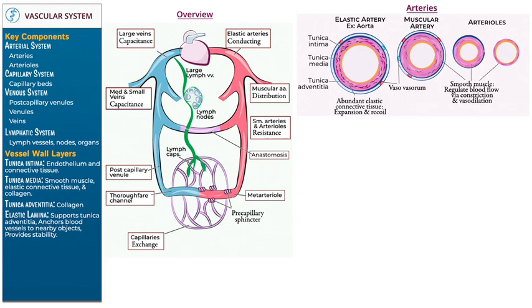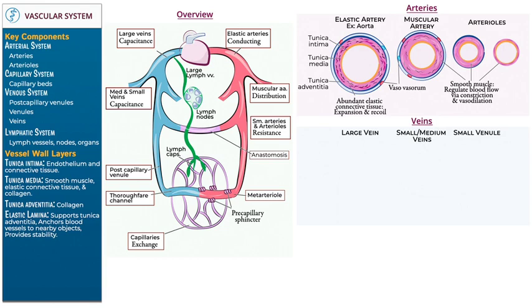Indicate that the tunica media of muscular arteries and arterioles contains abundant smooth muscle, which allows them to regulate blood flow by vasoconstriction, a contraction of smooth muscle that narrows the lumen, and vasodilation, a relaxation of smooth muscle that widens the lumen. Now let's show the vessels of the venous system, which returns blood to the heart.